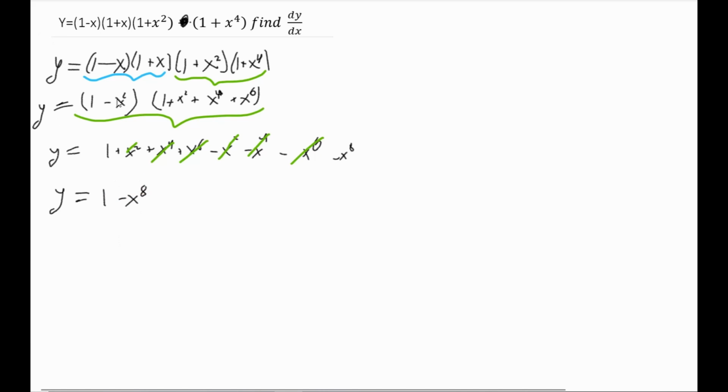So all of this has been algebra. Now we can actually do our calculus. dy/dx. Derivative of 1, 0. Derivative of negative x to the 8th, negative 8x to the 7th power. And that's the answer.